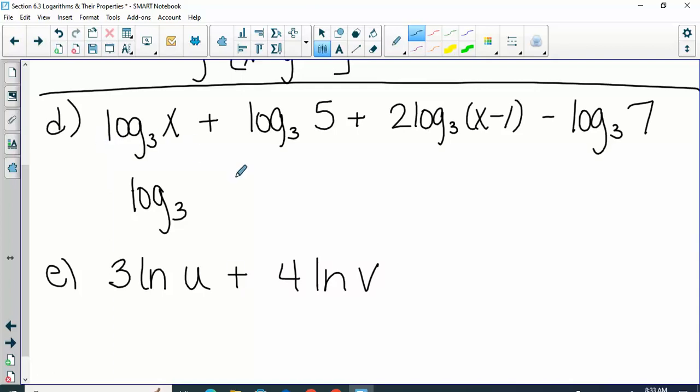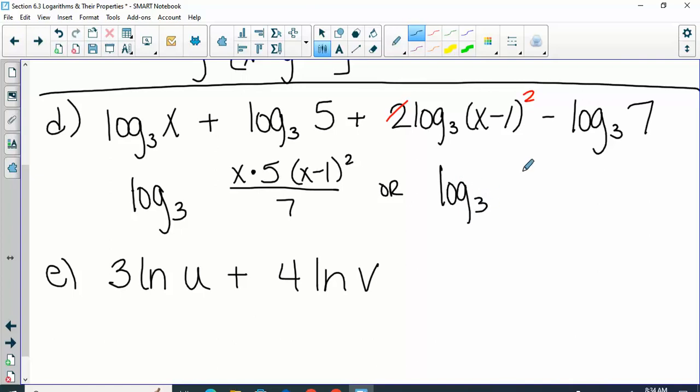So this was a positive, so the x is on top. Plus 5, log base 3 of 5, so times 5. This 2 would turn into an exponent, so it's times the x minus 1 squared. Minus, so divided by 7. So some of you had it written like that, which is fine. Some of you wrote it as 5x, x minus 1 squared. Multiplication order doesn't matter, so both of those are fine.